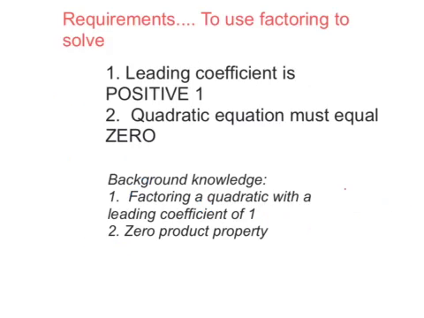Now when we're solving using factoring, there are two things we're going to keep in mind in this video. Obviously we need our leading coefficient to be positive 1. That's the first factoring method. And whenever we use factoring to solve, we're going to have our quadratic equation equal to 0. Before we get started, we're going to be using two pieces of background knowledge: first, how do we factor with a leading coefficient of 1, and then what is the zero product property? If you're unsure about both of those, take a moment to go review them before progressing forward.